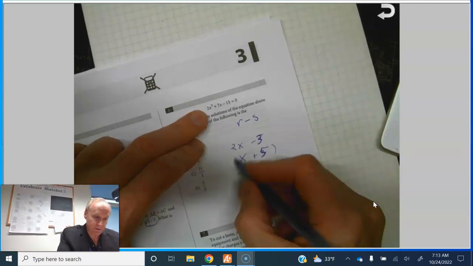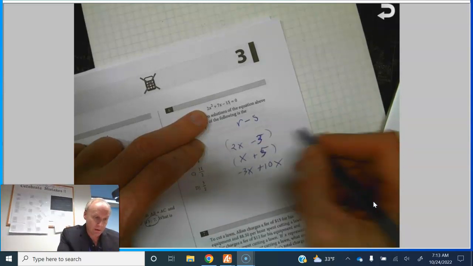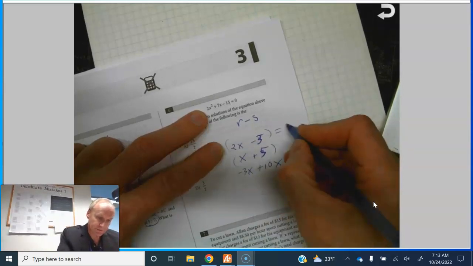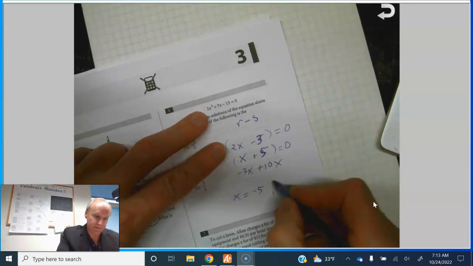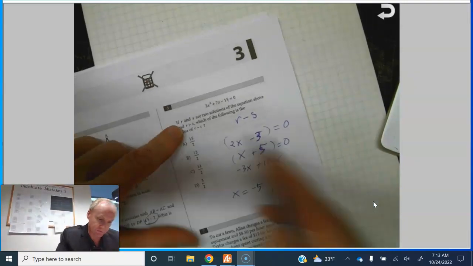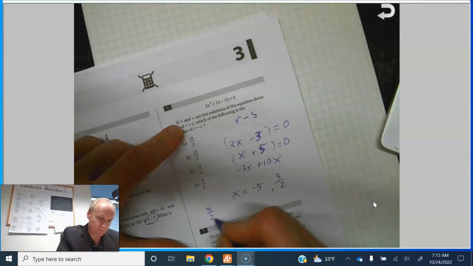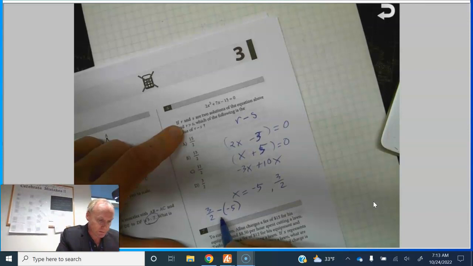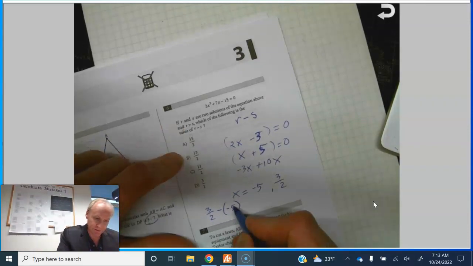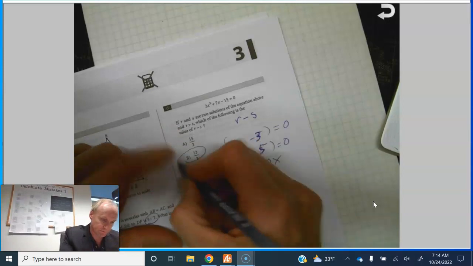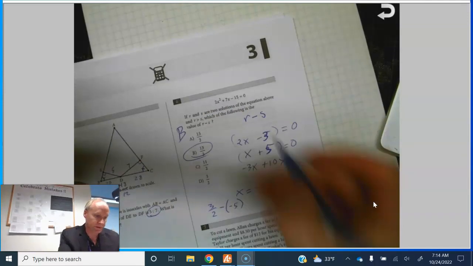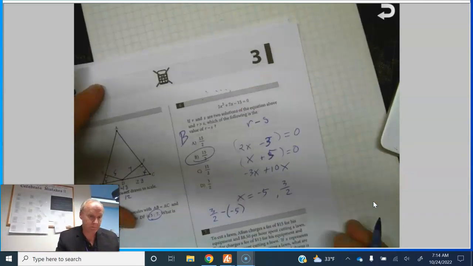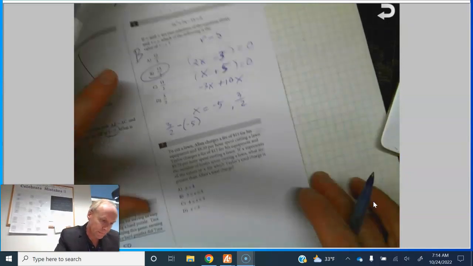If you don't know how to factor, it's going to be hard to figure out. This solution is x equals negative 5 or positive 3 halves. And it says that R is greater than S. So we've got 3 halves minus negative 5. And that's going to be 13 over 2, because this is 10 over 2 plus 3 over 2, which is 13 over 2. So it's B. Don't see any other way to go with that. Really no choice but to be able to solve this quadratic.